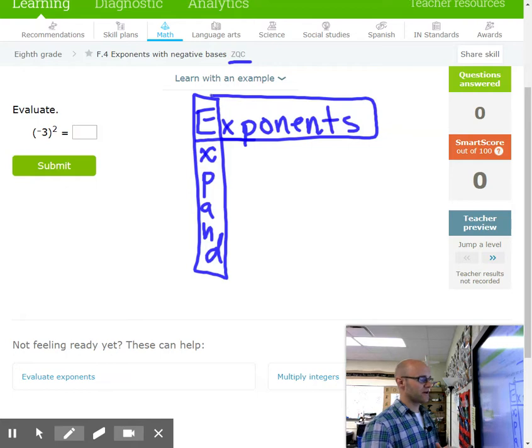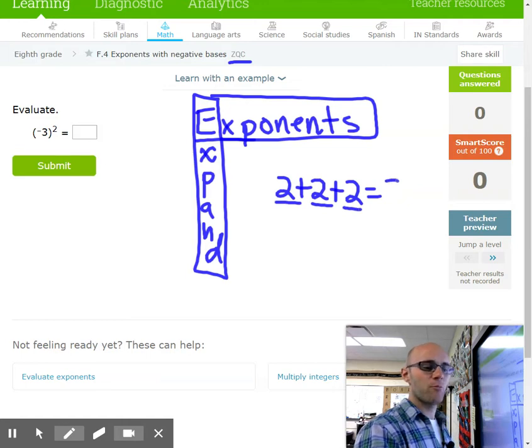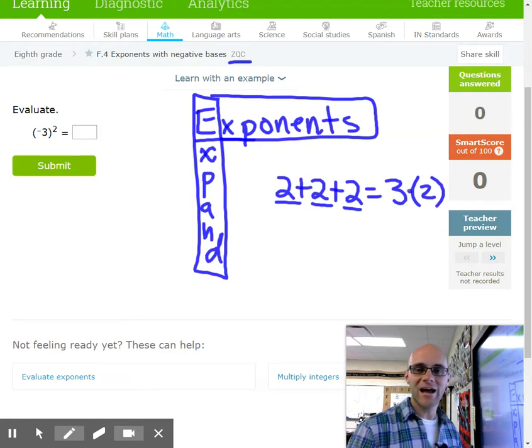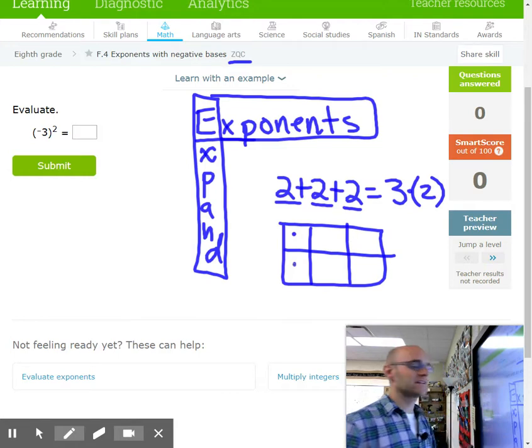So let's try this strategy. Here's the deal. You might remember that if I had, let's say, 2 plus 2 plus 2, this became what? Repeated addition. That became a big 3 times 2. So this is the idea of having a rectangle that's, hey, there's 2 in each column and there's 3 columns. And so you would say, well, we could take 2 plus 2 plus 2, but you also could just say take 3 times 2.